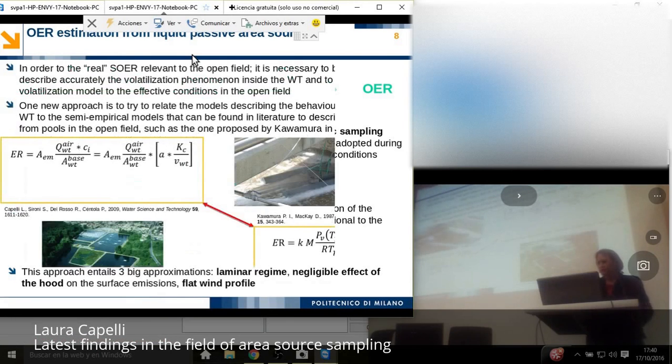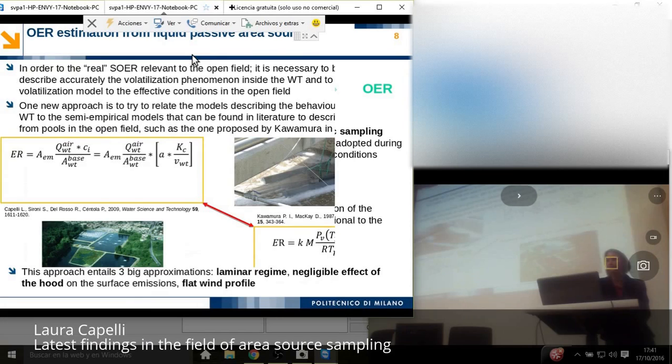So what did we do in our research activity to create another model for the estimation of odor emission rates from liquid passive area sources? First, it is our belief that it is very important in any of these sampling strategies to be able to describe accurately the volatilization phenomenon inside the wind tunnel.